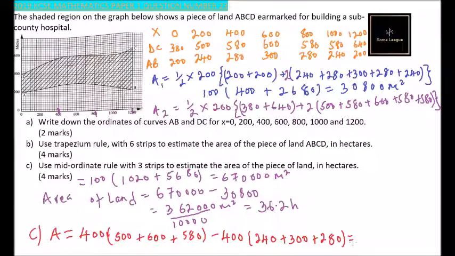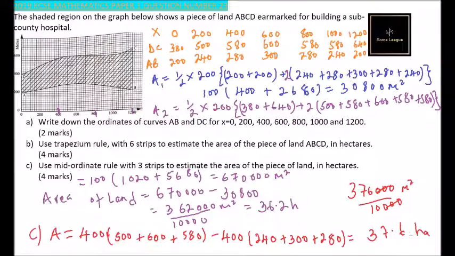Use your calculator to compute that. You'll be able to get 376,000. These are meters squared. You divide by 10,000 to make them hectares. So we will have not 3.7, but 37.6. That will be the area which we have approximated using the mid-ordinate rule. So this is 37.6, and these are hectares.